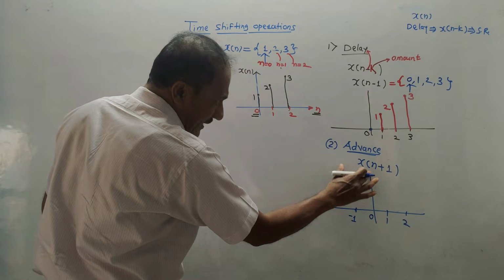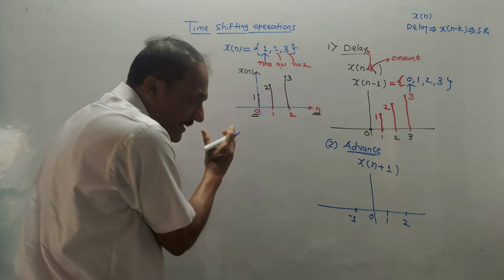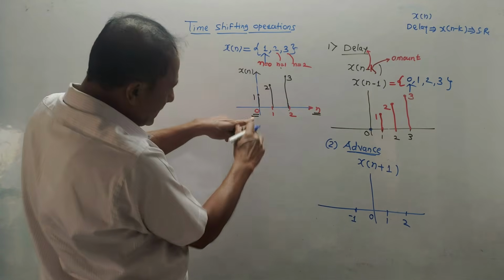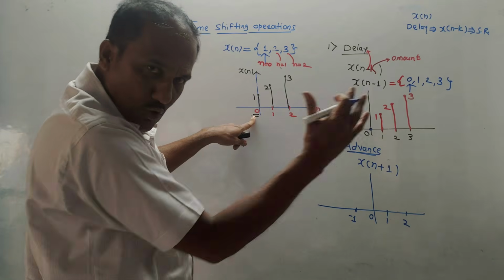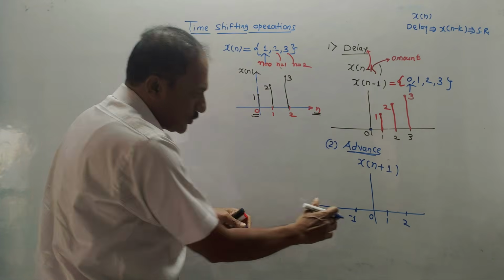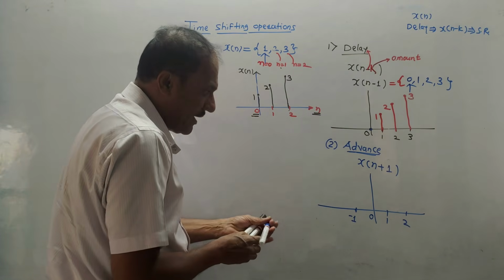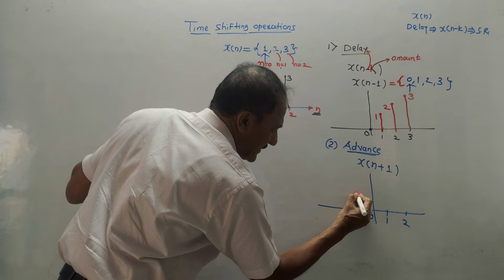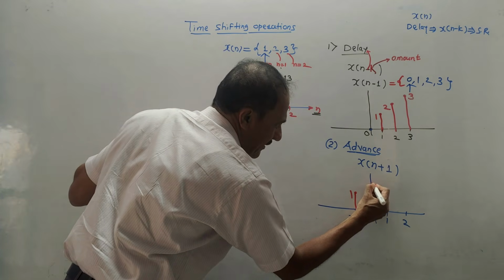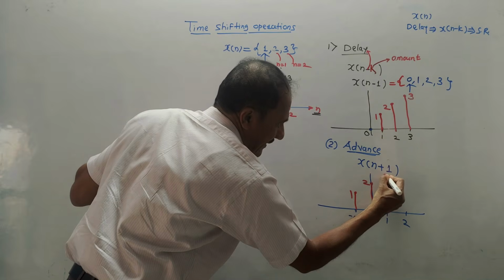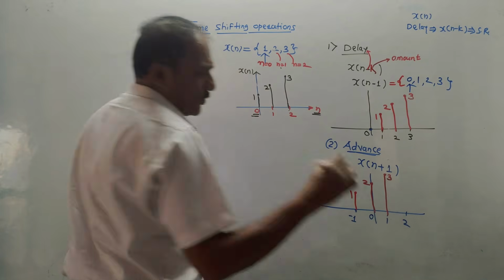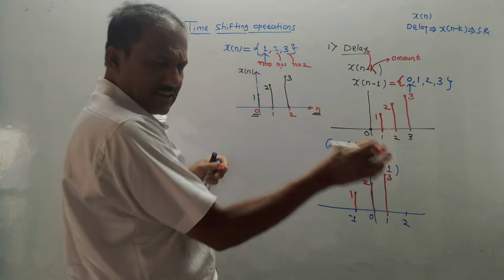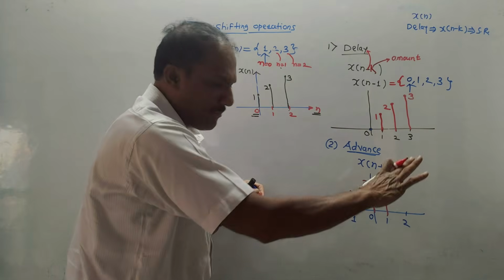So the starting point is, since it is advanced, it will start earlier by one position. The original signal was starting from 0, so it is starting earlier by one position. So the new signal will start from -1 and the amplitude levels will be as they are, that is 1, 2 and 3. That's it. You don't have to think about amplitude levels. Just identify the starting point and mark the amplitudes.